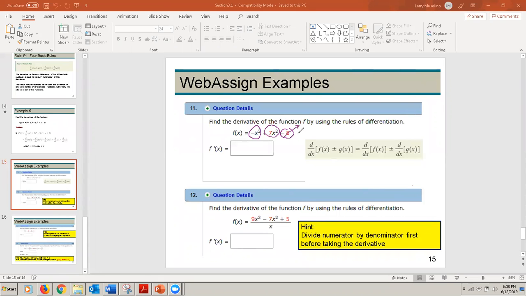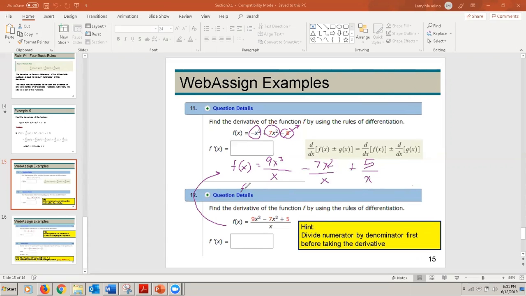Let me go to the bottom example. The bottom example is a little trickier. Before taking the derivative, I'm going to do a little algebra to simplify things. Actually divide the numerator by the denominator. What I'm allowed to do is break this up into 3 separate fractions. So I can write this as, taking each part of the numerator and putting it separately over the denominator of x, 9x to the 3rd over x minus 7x squared over x plus 5 over x. Now I'm going to simplify each one of these separately, then I'll take the derivative.